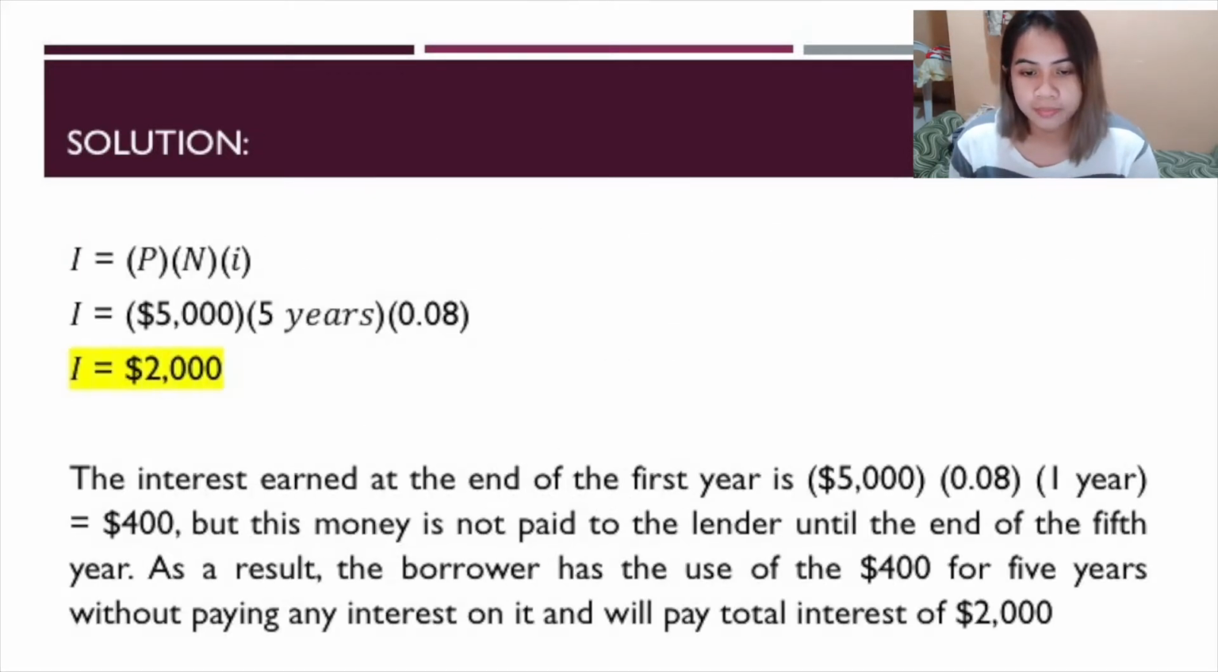So in this problem, our P is $5,000, our N is 5 years, and our interest is 8%, so that will become 0.08. The answer is $2,000. The interest earned at the end of the first year is $400, but this money is not paid to the lender until the end of the fifth year. As a result, the borrower has the use of the $400 for 5 years without paying any interest on it, and will pay total interest of $2,000.